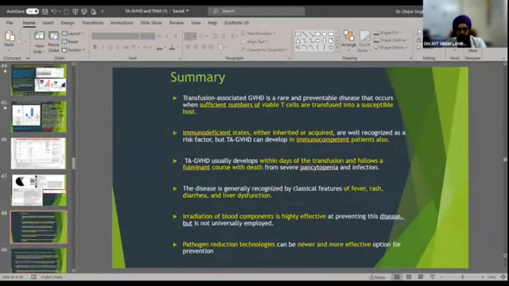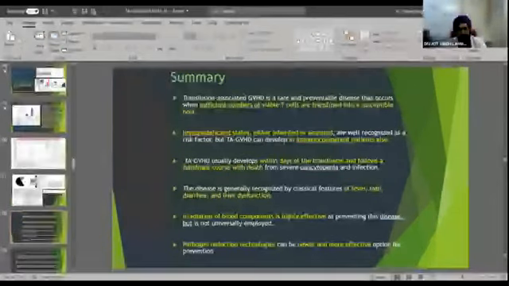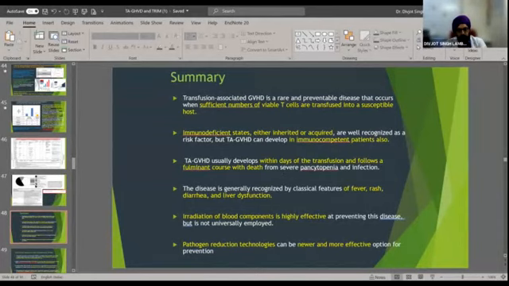So coming to the summary of TA-GvHD: a sufficient number of viable T cells, that is 10⁵ to 10⁷, transfused into a susceptible host can cause this fatal reaction. Immunodeficient states, either inherited or acquired, are also recognized as a risk factor. It can develop within days of transfusion and follows a fulminant course of severe pancytopenia and infection. The disease is generally recognized by classical features of fever, rash, diarrhea, and liver dysfunction. Irradiation is a highly effective preventive measure, and pathogen reduction technologies can also be tried as a newer and more effective option for prevention.